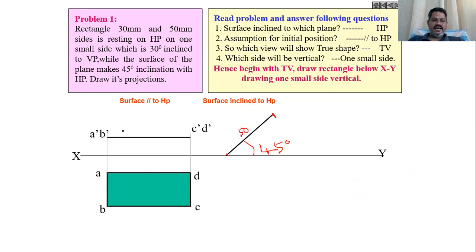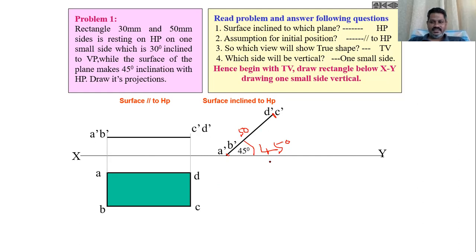Because the length here is 50, take a compass and take this length and draw a construction line at an angle of 45 degrees, then take the compass and get the points A dash, B dash and C dash, D dash here. Then project these points down to get the top view when the plane is making 45 degrees angle with HP.